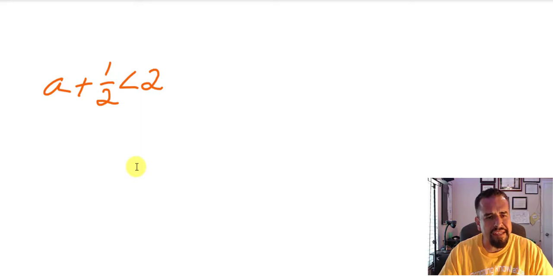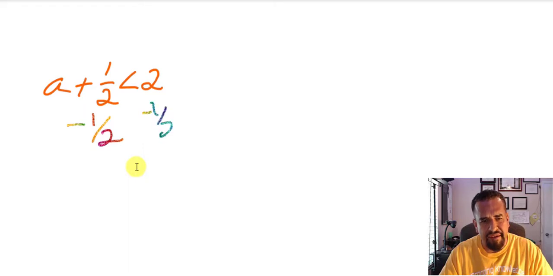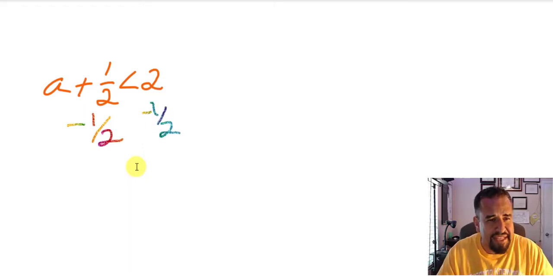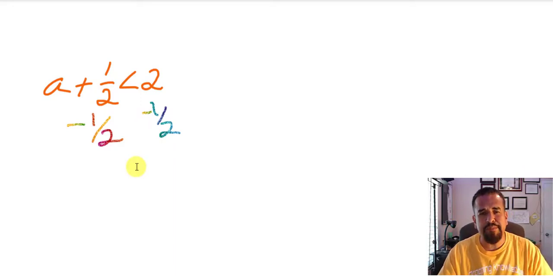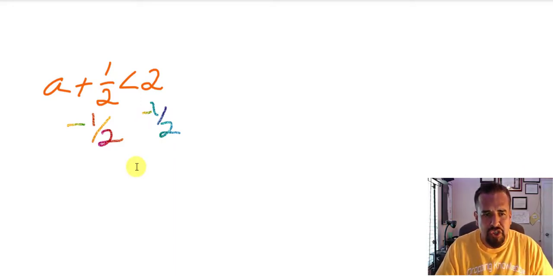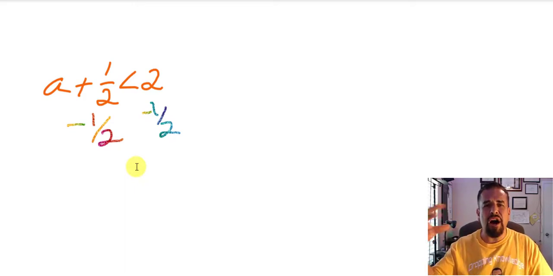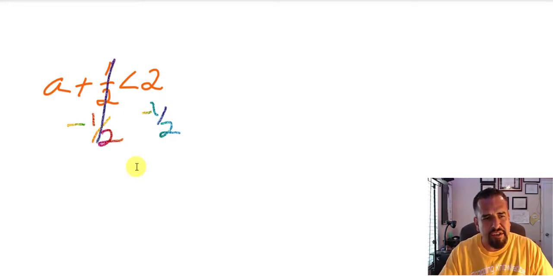So let's go through our process. We're going to subtract half, and on this side we're going to subtract half. Notice I'm subtracting half, not half of 2. We're subtracting half from 2. The difference is half of 2 is 1, but half from 2 will leave me with 1.5, right? So this right here is going to be 0.